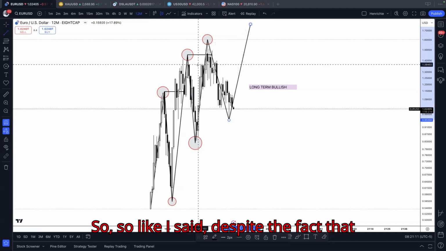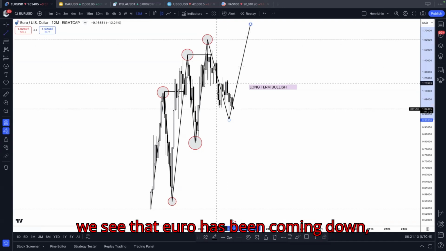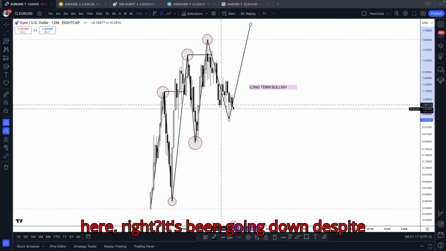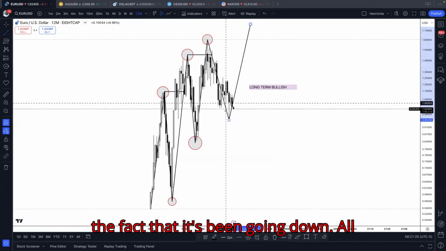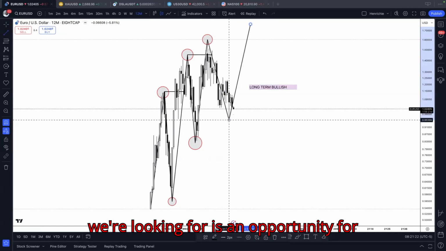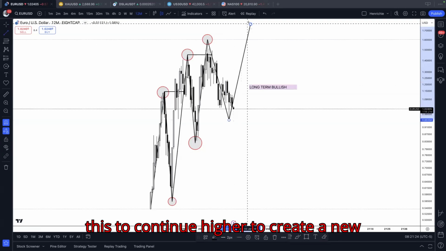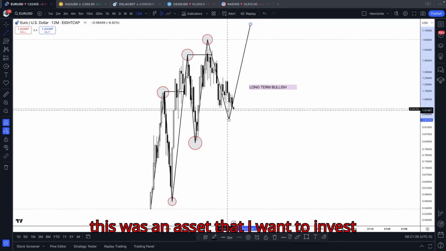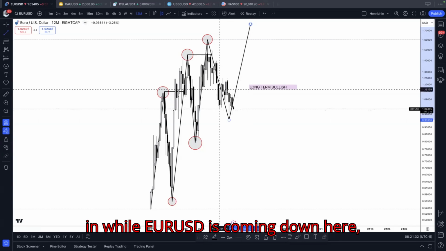So like I said, despite the fact that we see that euro has been coming down, you can see that euro has been going down here, right? Despite the fact that it's been going down, all we're looking for is an opportunity for this to continue higher to create a new all-time high.